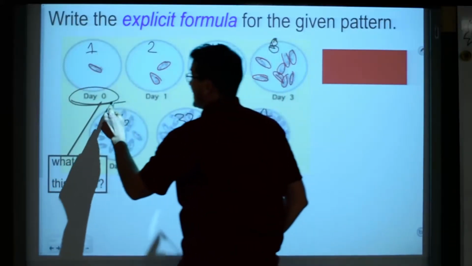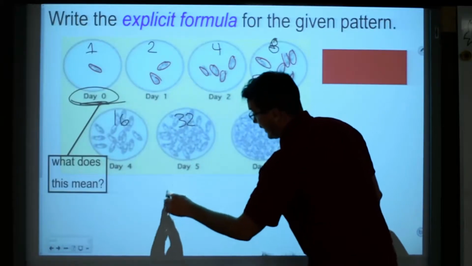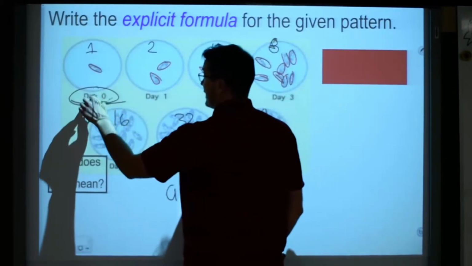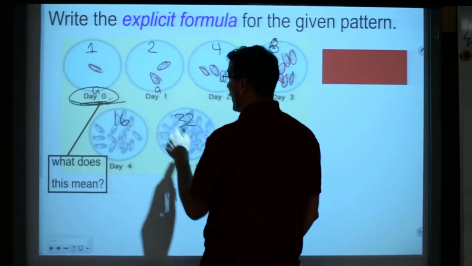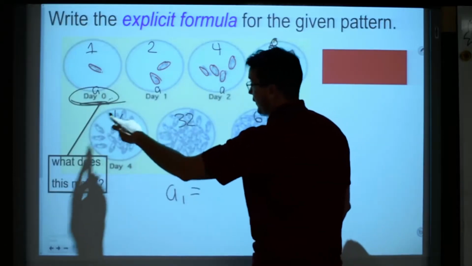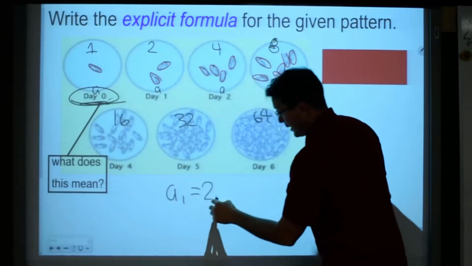So this is actually day 0, and for an explicit formula, I need the first term. And this is not the first term. Day 0 is the 0 term, which means day 1 is the first term, day 2 is the second term, day 3 is the third term. So the first term is actually 2.